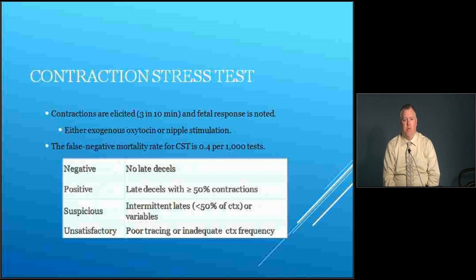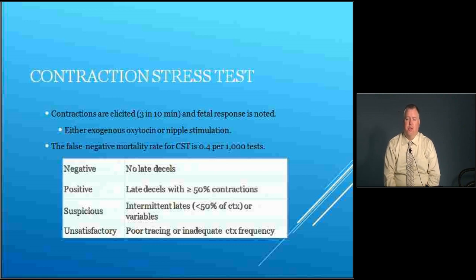When we do a CST, we're going to have one of 4 possible results. In this case, we're looking for a negative result, and that means there are no late decelerations present during the tracing. A positive CST means that there were late decelerations with at least half of the contractions that we observed in the tracing. Suspicious would be a CST where you have intermittent lates, which means you have late decelerations with less than half the contractions, or if you have variable decelerations during the testing period.